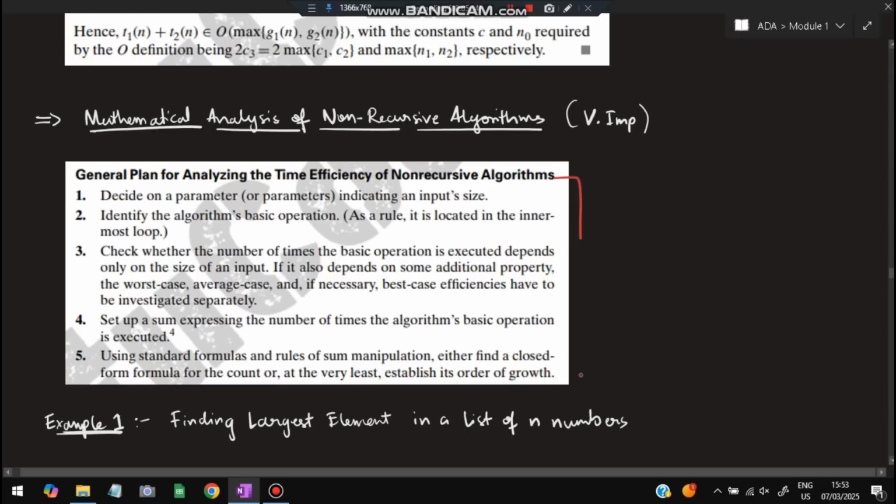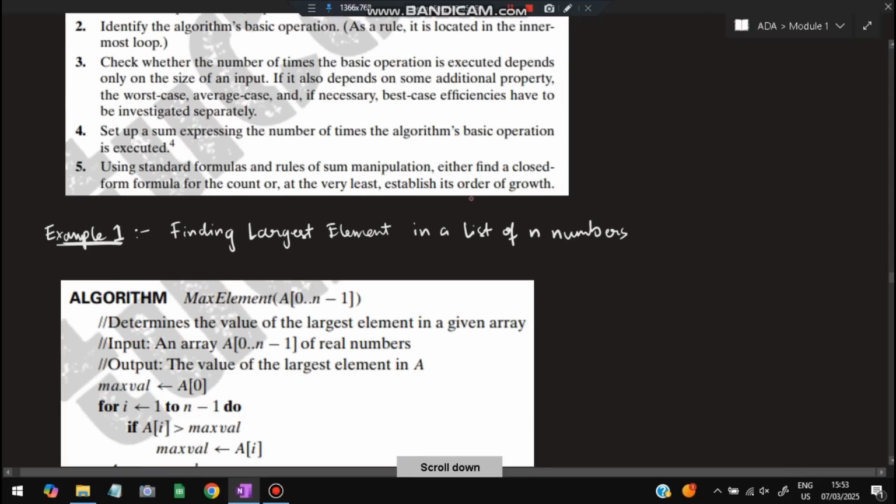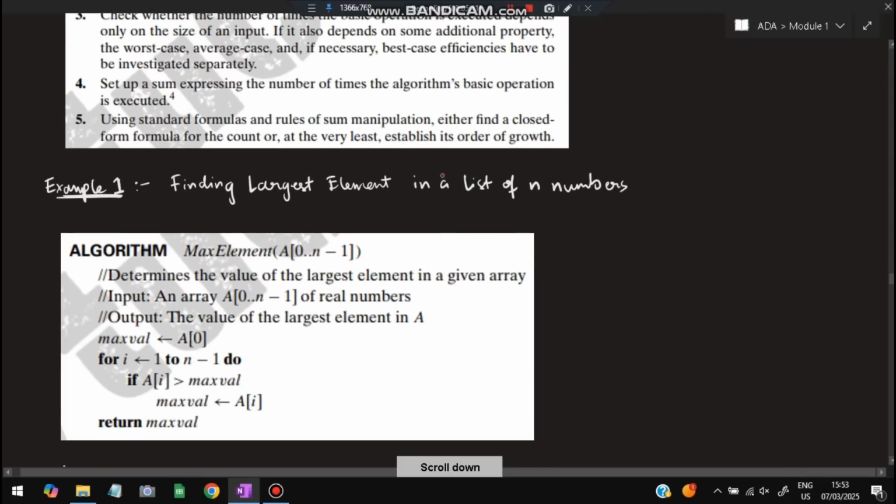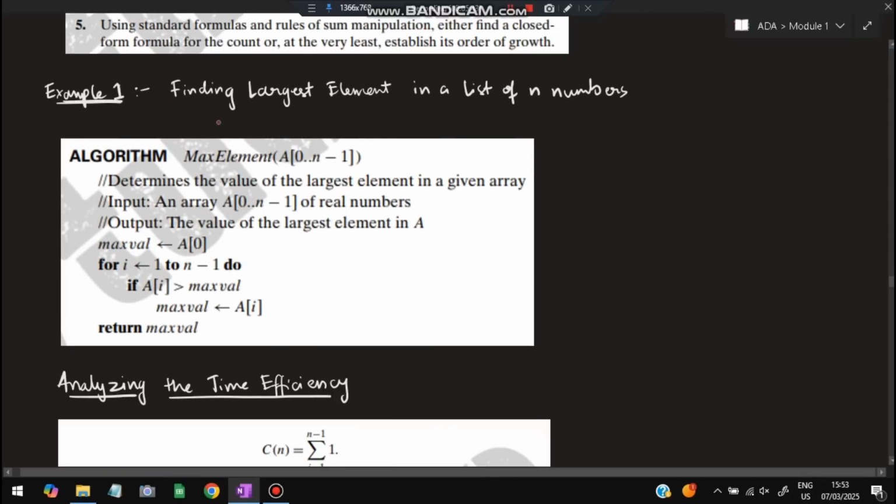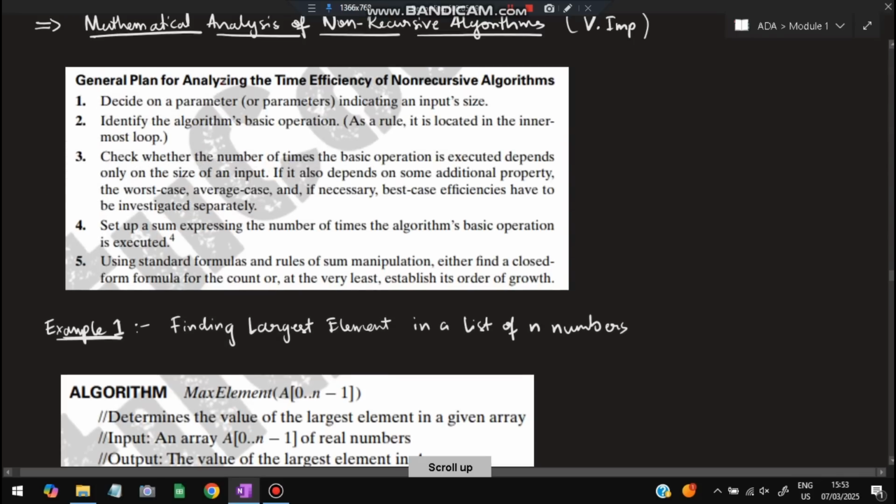Okay, these steps will come at the end, after we discuss the examples, because if we discuss the example first, it will be easier for you. So finding the largest element is example number 1. In the exam they can ask you to find the mathematical analysis for a non-recursive algorithm, with the largest element in a list of n numbers as the example. Okay, this is also a very much repeated question.